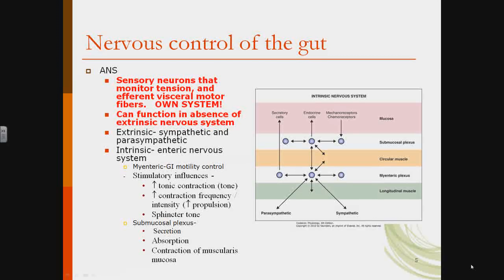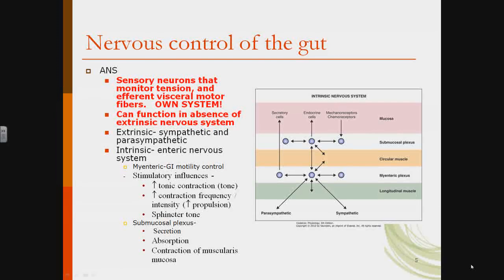However, as seen in this picture, you can have influences, if you look at the bottom, from both the parasympathetic division and the sympathetic. So there is extrinsic involvement, but these extrinsic nervous systems can only augment or facilitate change. Really, the enteric nervous system can handle business on its own. It has its own kinds of mechanoreceptors and chemoreceptors. It has its own endocrine cells to release hormones to help with digestion and gut motility. And it has its own secretory cells. So the gut can function on its own.